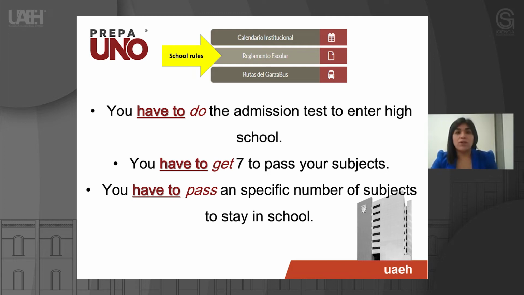Example, you have to do the admission test to enter high school. There is no other option. You have to get 7 to pass your subject. Otherwise, you will fail. You have to pass a specific number of subjects to stay in the school. One more time, these examples are of official school rules.